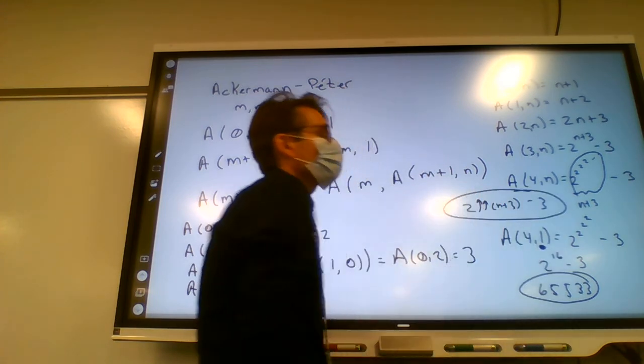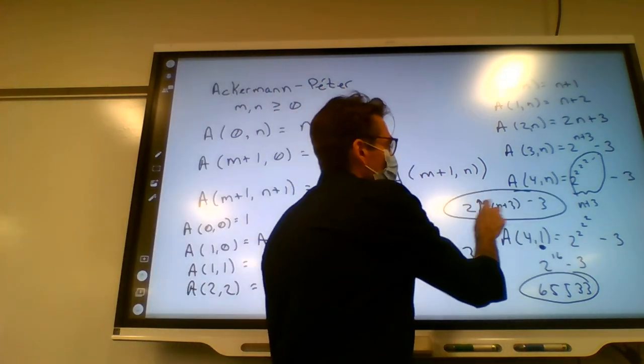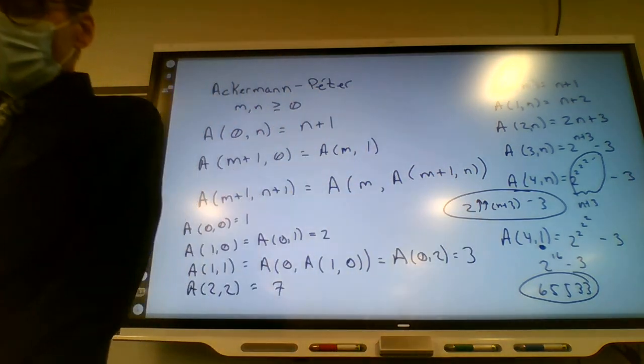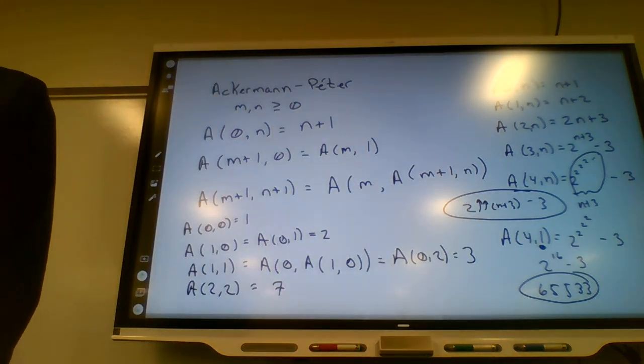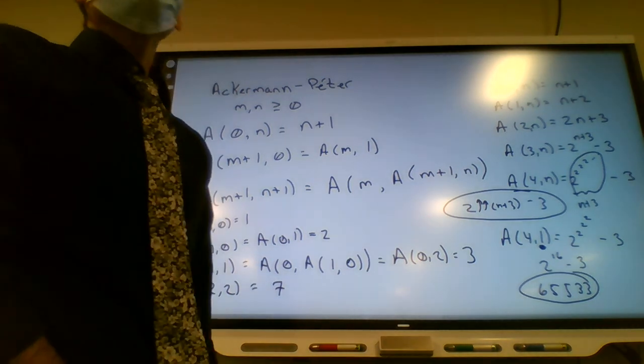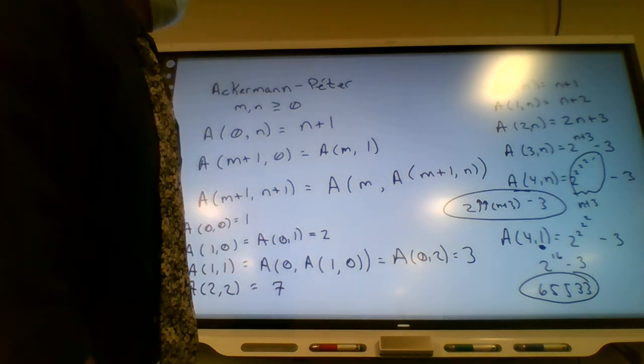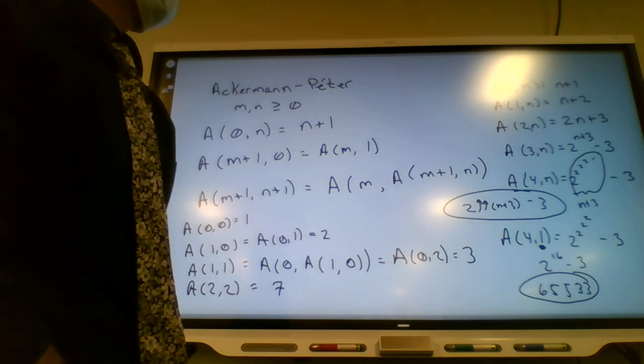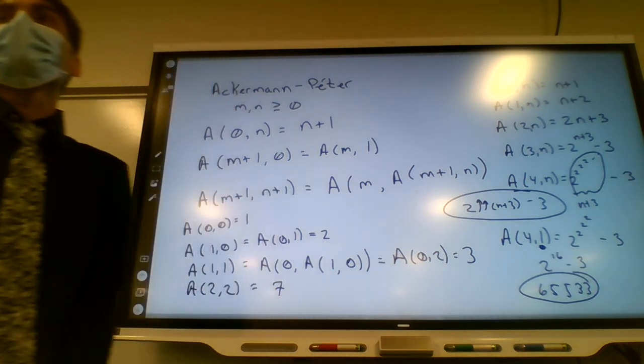This turns out to have a notation that we use for it, called the Knuth up arrow notation, saying you raise this to this power. You go bigger and these numbers get really, really big in a hurry.